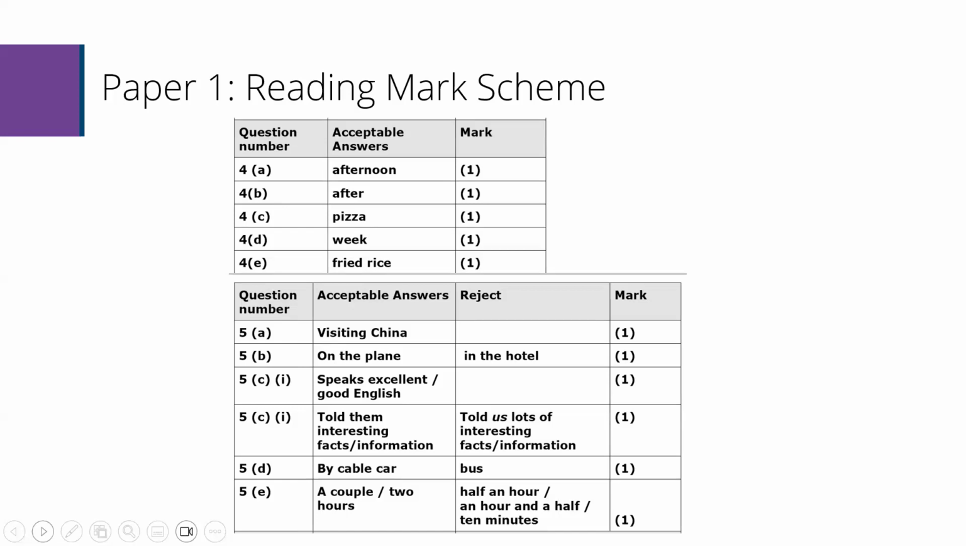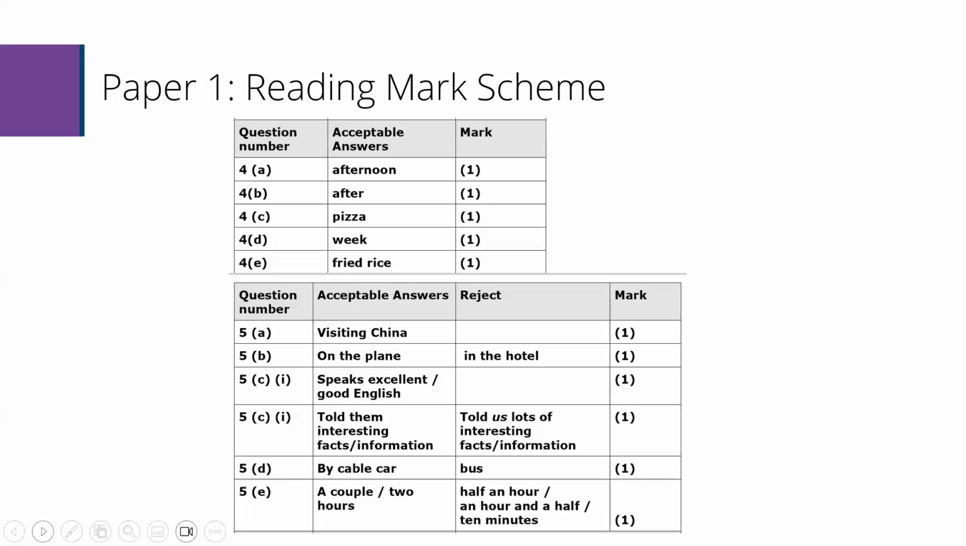So for example, in 5C1, "speaks excellent or good English." If they put "speaks English very well" or "has a very good level of English," those would probably get a mark. Even though the exact wording is not on the mark scheme, if comprehension is demonstrated, then the mark is given. That is an important principle in assessing and marking students' work. Provided they've demonstrated comprehension and answered the question, that's okay.